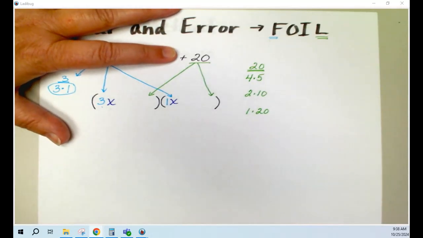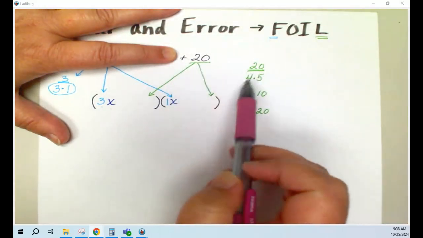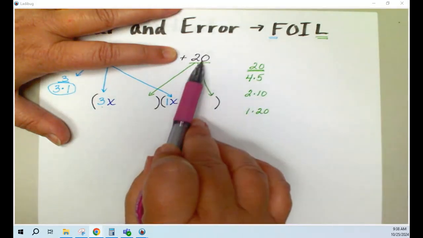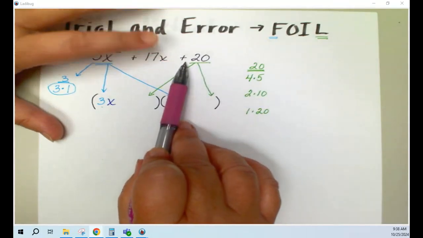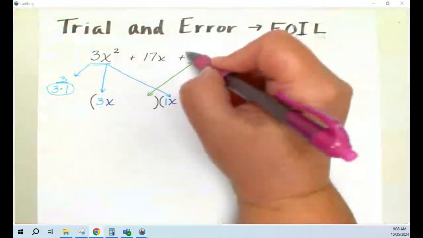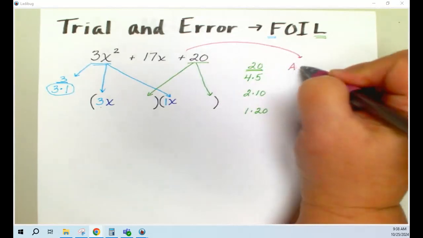And then remember what we talked about before when we were doing these, is that the sign in front of it told us what to do with these numbers. So not only would we do 4 times 5 to get the 20, but then we would do 4 plus 5 to get our middle term, which in this case is a 17. Okay. So remember that that plus sign that we see there tells us that we need to add.